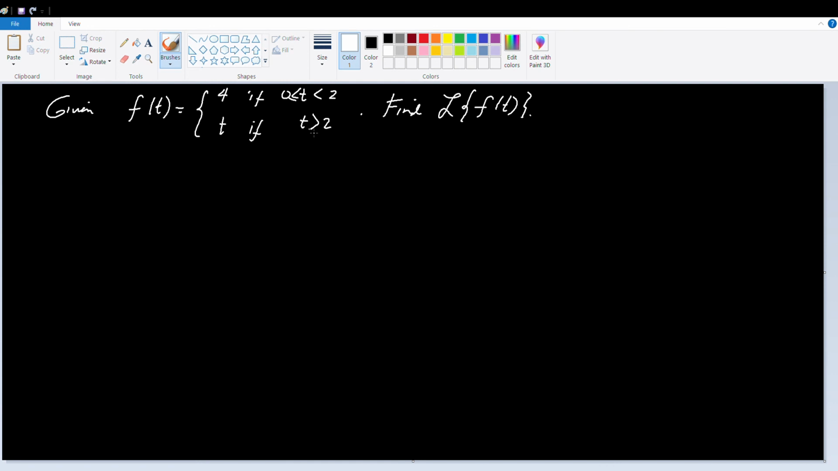So the domain from 0 to positive infinity is divided into two intervals, t from 0 to 2 and t greater than 2. Let us just use here the strict inequality. Okay.